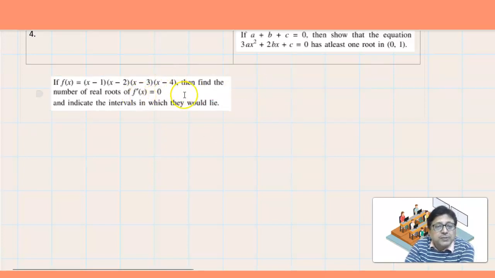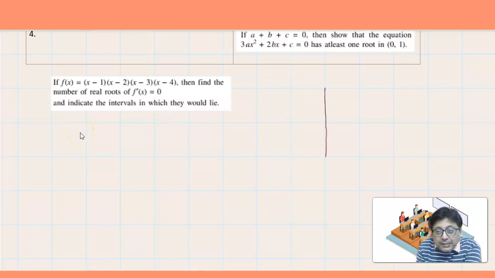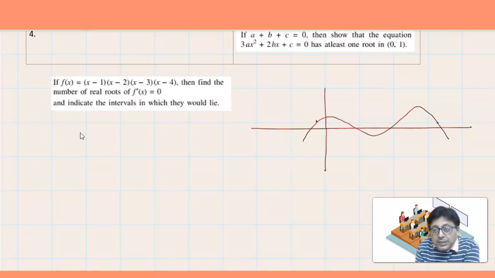Just let us prove this one. So how to prove that? How to find the number of roots of f'(x) equal to 0? They are talking about f(x). So what I am going to do here is, suppose this is the graph of any function. This graph of course has a horizontal tangent at a and b.